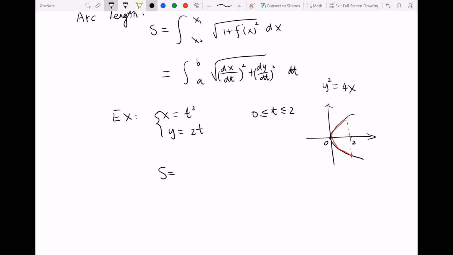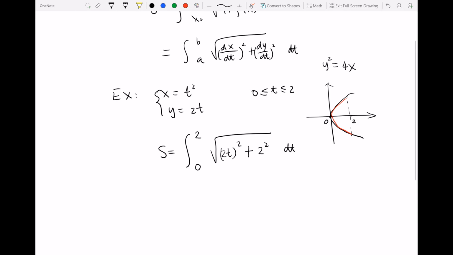So what do we do if we use the parametric equation? It's pretty simple. From 0 to 2, the parameter is t. The derivative dx over dt is 2t, then squared. Dy over dt is 2, so it's 2 squared, dt. You see, it's a very simple integral. So it's just from 0 to 2, the square root of 4t squared plus 4 dt.